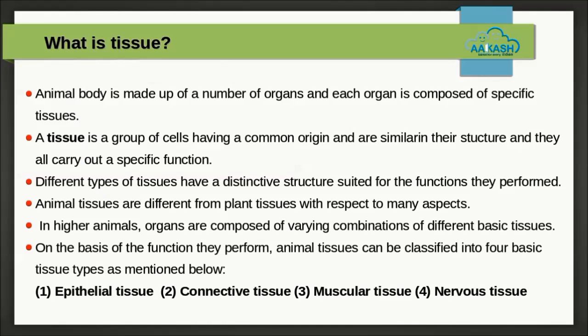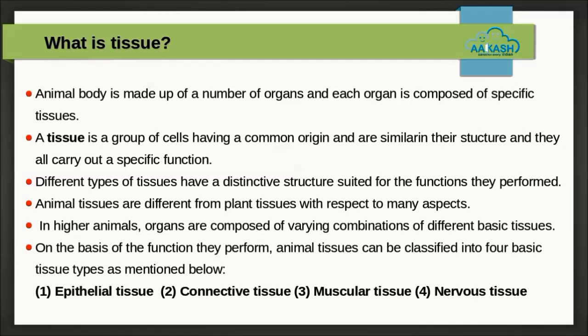What is tissue? We begin with understanding what a tissue is. The animal body is made up of a number of organs, and each organ is composed of specific tissues. A tissue is a group of cells having a common origin and similar structure, and they all carry out a specific function. Different types of tissues have a distinctive structure suited for the functions they perform.